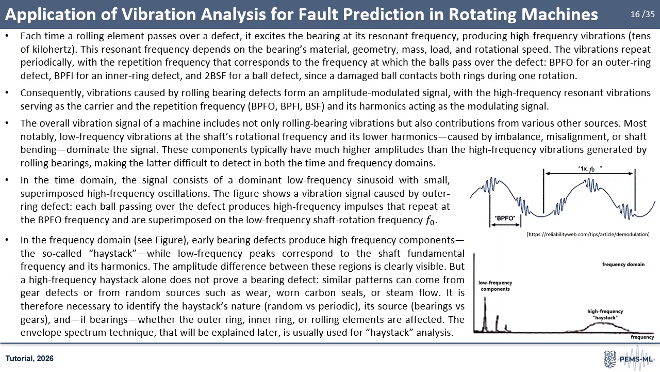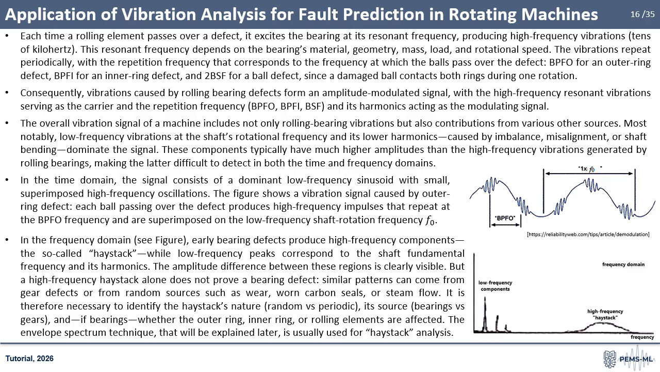Each time a rolling element passes over a defect, it excites the bearing at its resonant frequency, generating high-frequency vibrations, typically in the tens of kilohertz. This resonance depends on the bearing's material, geometry, load, and operating speed, and it repeats periodically as the rolling elements pass the defect. The overall vibration signal contains contributions from different sources. In the time domain, it consists of a dominant low-frequency component caused by imbalance, misalignment, or shaft bending, with small, superimposed high-frequency impulses from bearing defects.